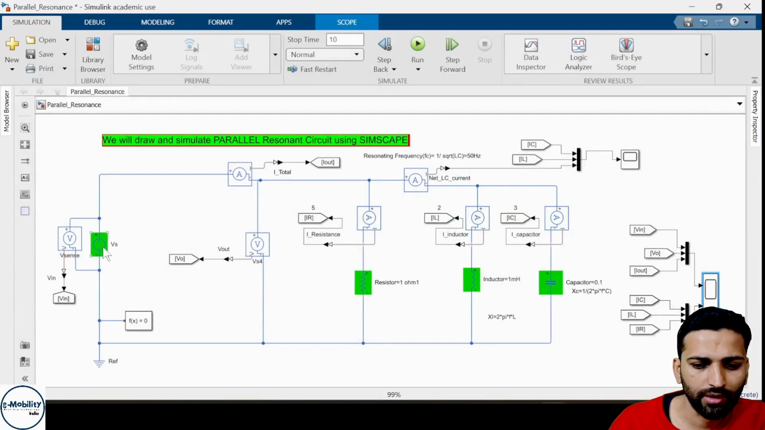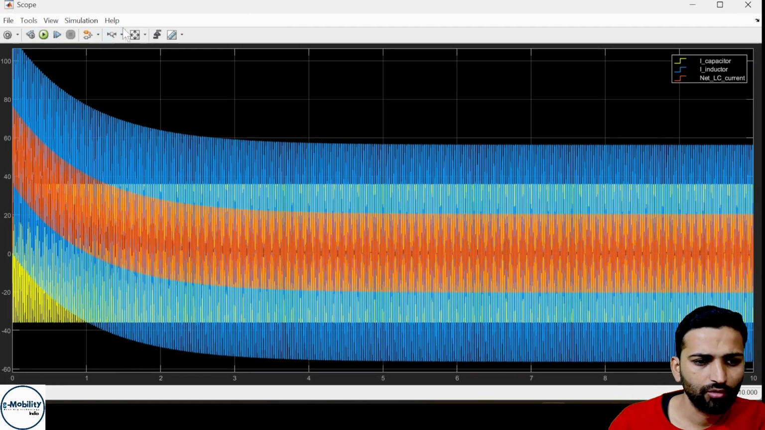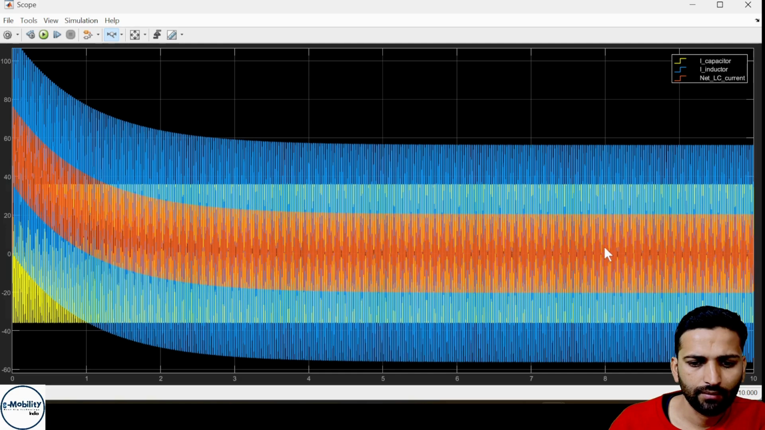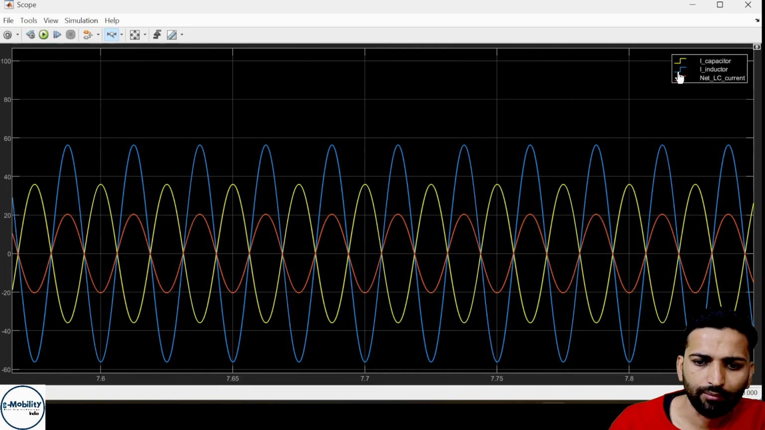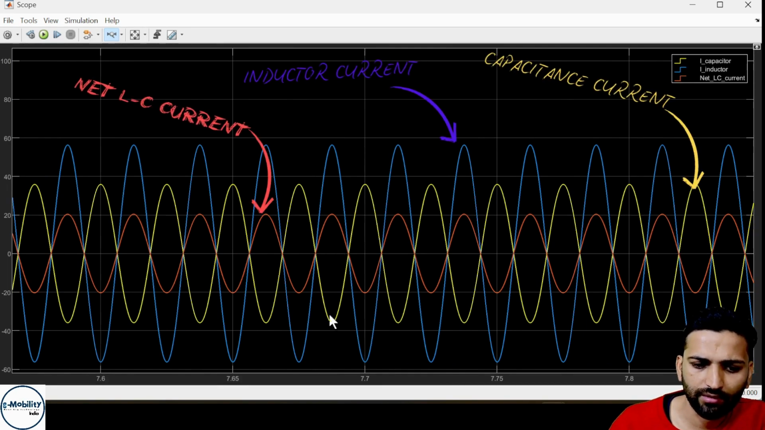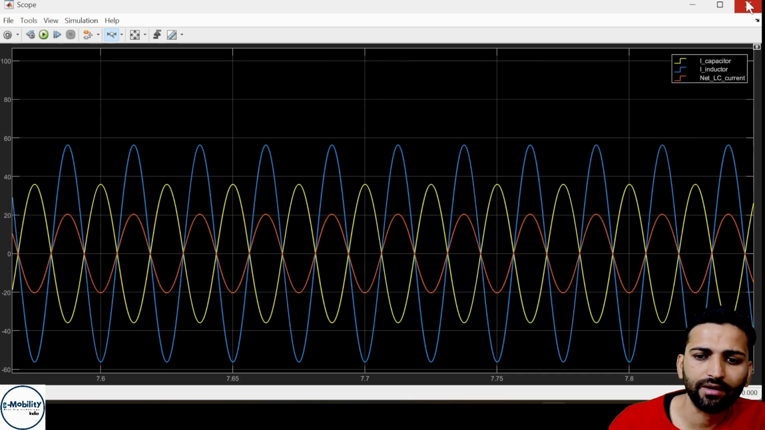Now what we will be doing is seeing the net LC current, the current going to this LC circuit. Here you can see that the blue one is the inductor current, yellow is showing the capacitor current, and this red one is the net current drawn by the LC section. So this red is right now not zero. At the moment where the inductor and capacitor currents are equal, they will cancel each other out, and the net current will become zero.